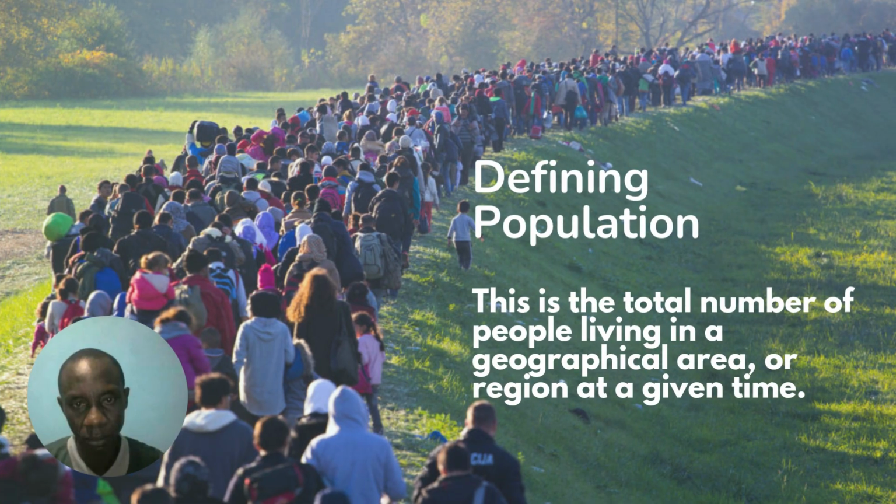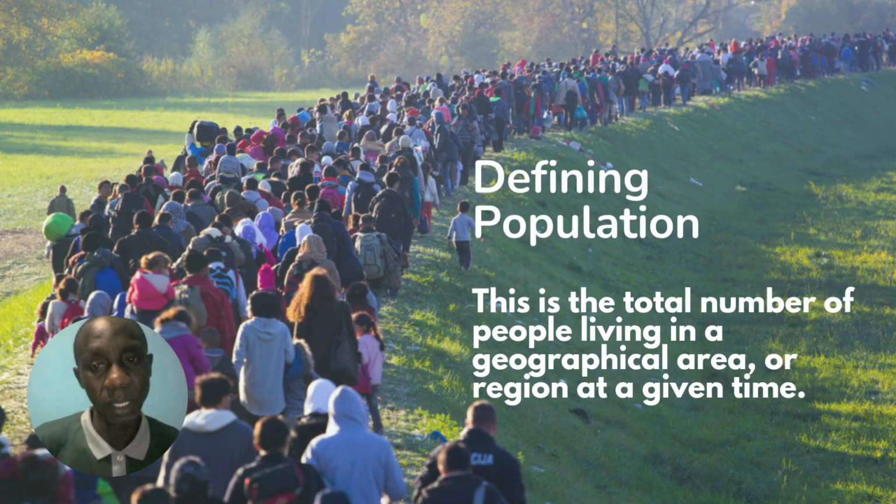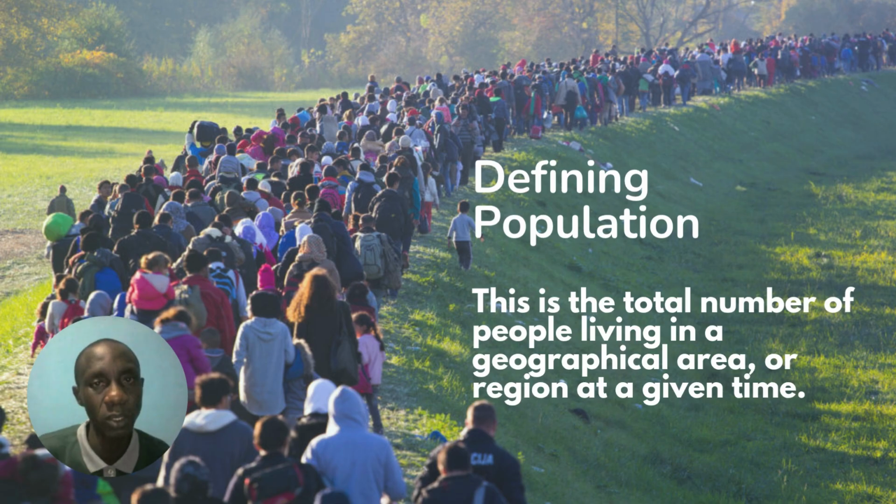So we'll be defining population. Population is the total number of people living in a geographical area or region at a given time. In this context, we are talking about world population. World population refers to the total number of people living in the world. According to the United Nations, the population of the world is currently put at about 8.2 billion. So currently we have about 8.2 billion people in the world.